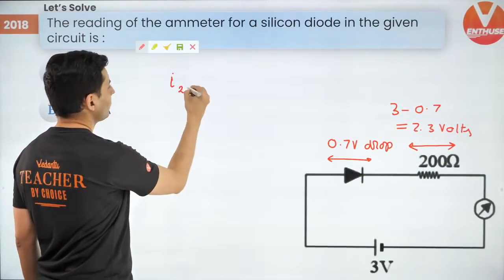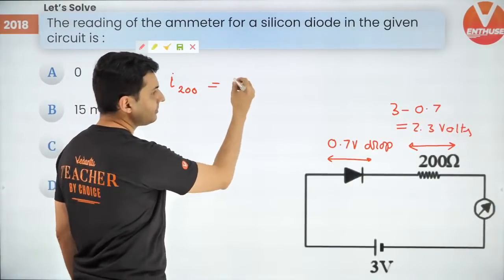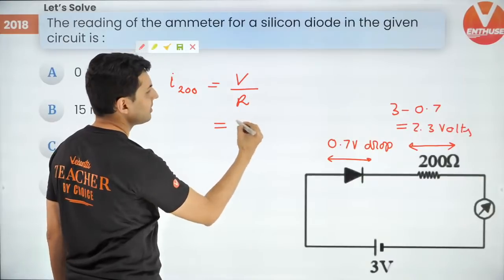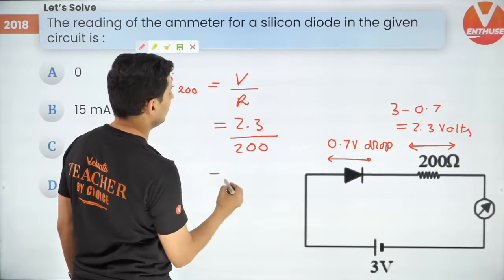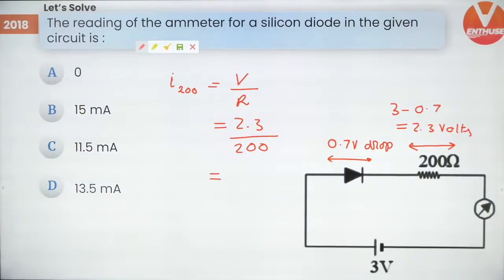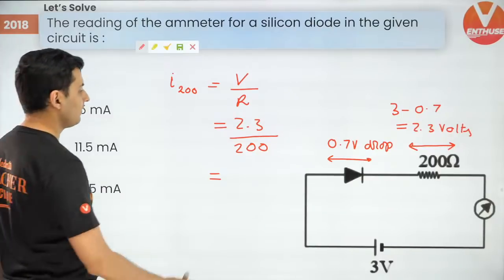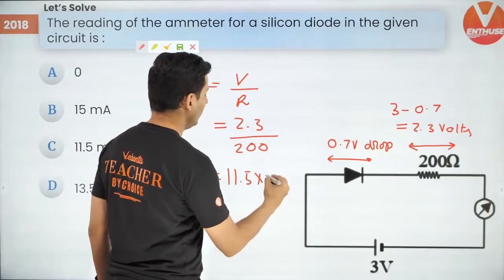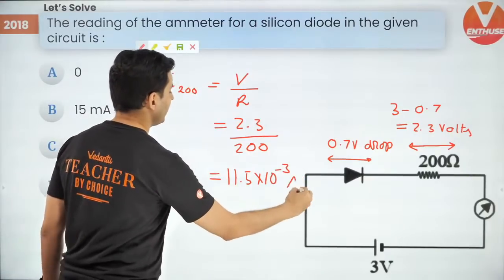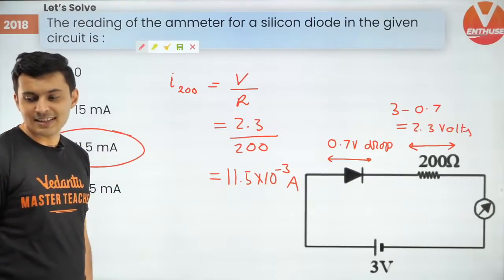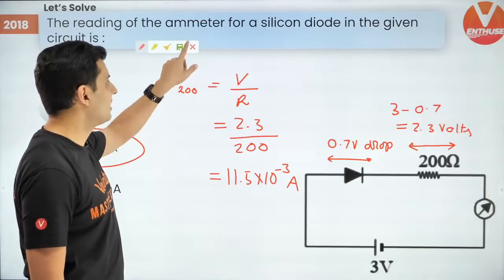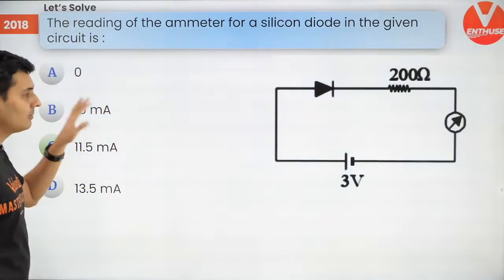So what is the current through the 200 ohm resistance? The voltage divided by resistance. What is the voltage? 2.3. What is the resistance? 200 ohms. So what will this give you? Come on, what is the answer now? Tell me the answer. 11.5 into 10 to the power minus 3 amperes, which is 11.5 milliamperes. Excellent. Understood? That's how you solve these problems. They are not very difficult. These kind of questions have come in JEE.